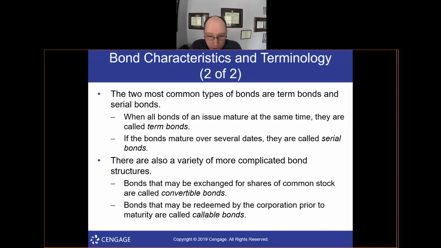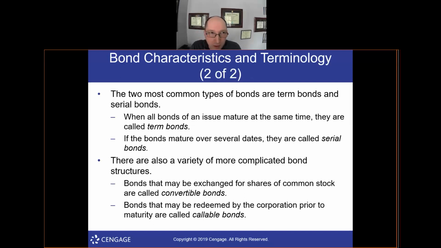Of course, there are more complicated bond structures. We're not going to get too deep into them, but they're good to know. Another type of bond is called a convertible bond. These are bonds that can be exchanged for shares of common stock.